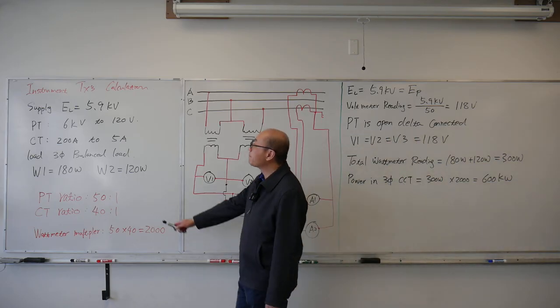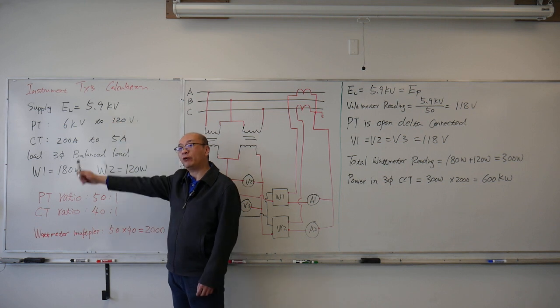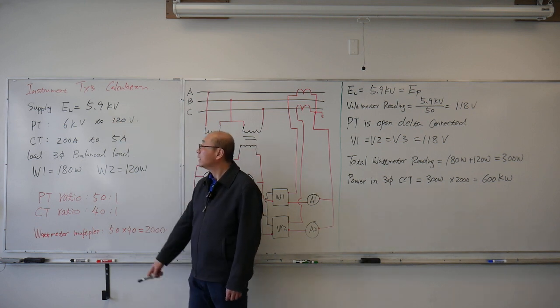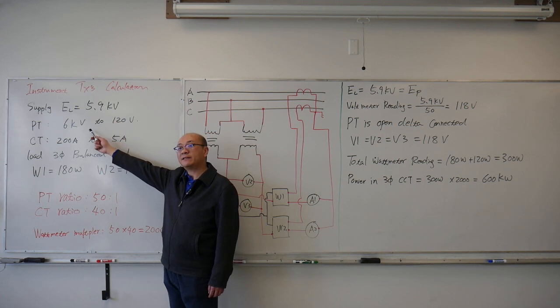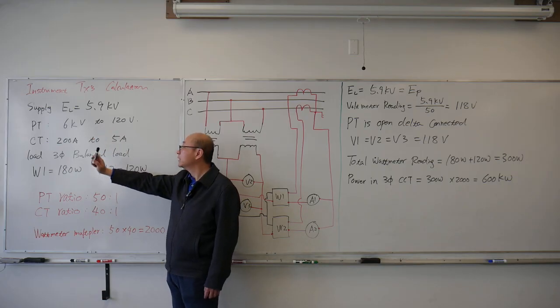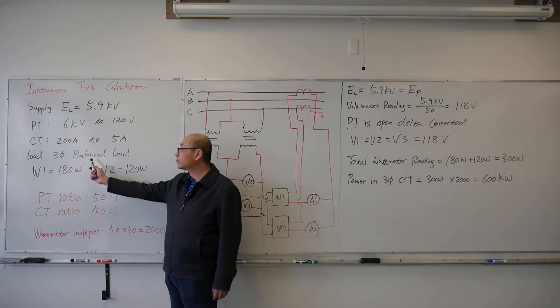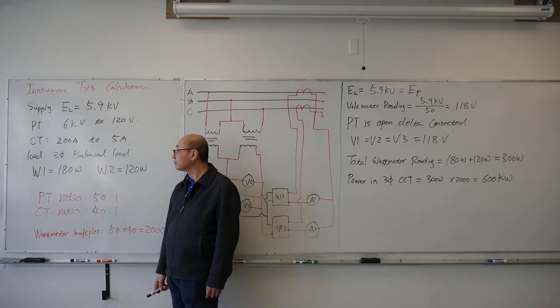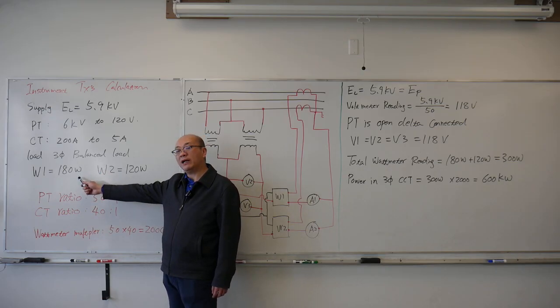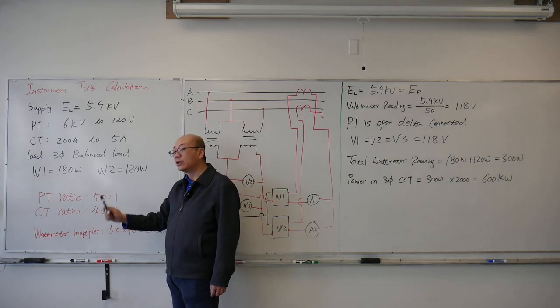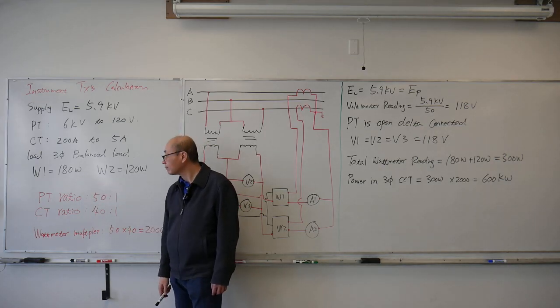The supply line voltage is 5.9 kilovolts. The PT is rated 6 kilovolt to 120 volts. The CT is rated 200 amps to 5 amps. It's a 3-phase balanced load. Wattmeter 1 reads 180 watts. Wattmeter 2 reads 120 watts.